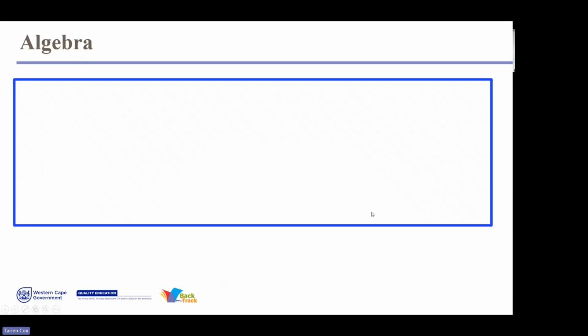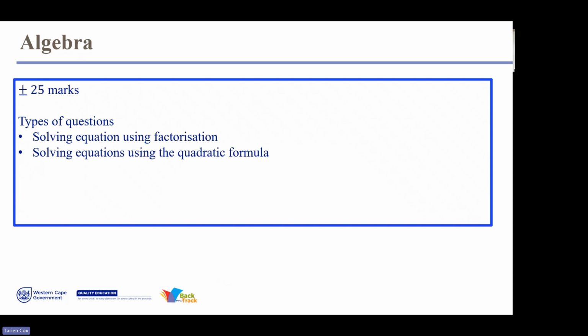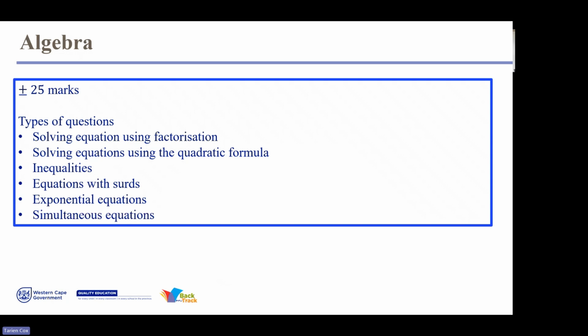If I look at specific outlines, we are looking at 25 marks, which is normally question one, plus minus. The types of questions that we are doing will be solving equations using factorization, solving equations using the quadratic formula, and inequalities, as well as equations of surds, exponential equations, and simultaneous equations.